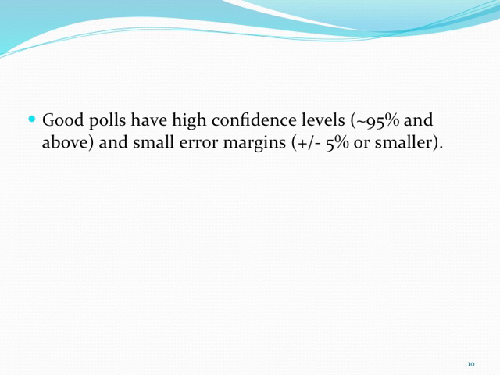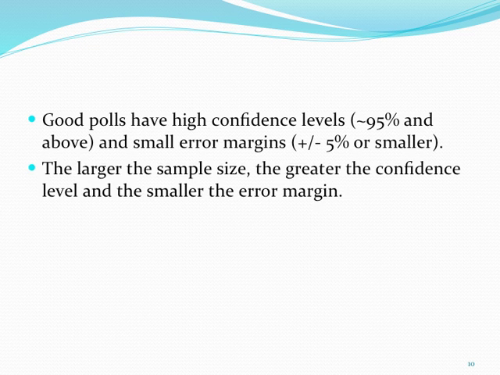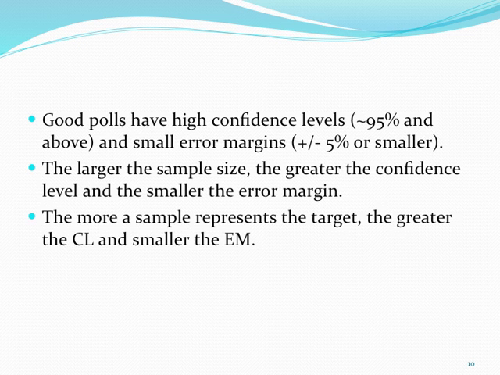So as I said, we want the confidence level to be 95% or higher, and we want the error margin to be small, plus or minus 5 or smaller. There's a relationship between these two parts of the polls, and it turns out that the larger the sample size, the greater the confidence level, and the smaller the error margin, which I think makes sense, right? So if you have a larger sample size, the more people you ask, the closer you get to 1,500 and the more you go beyond that, the better your results are going to be. You're going to be more confident in those results, and your error margin is also going to be smaller. And the more representative your sample size is, same thing. You're going to have a better confidence level and a smaller error margin.